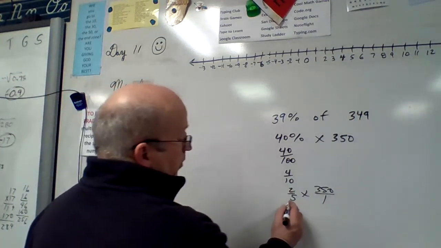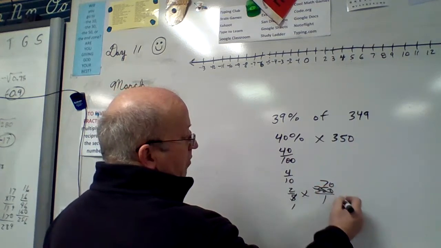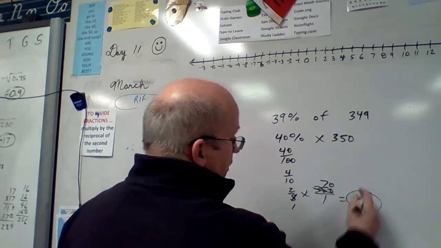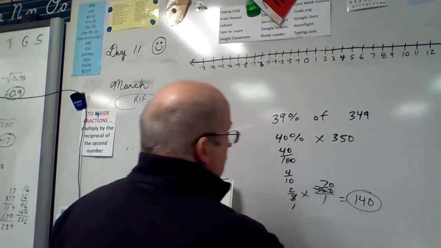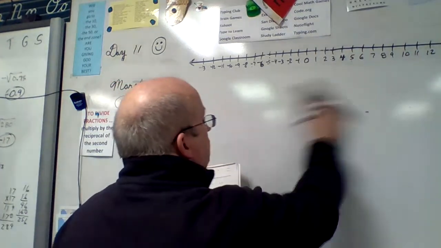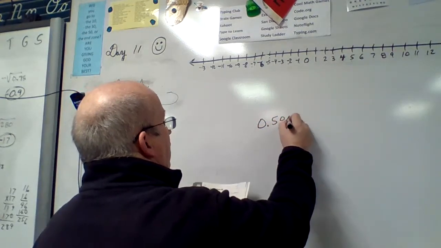Let's do some cross simplifying. Divide by 5, you get 1. Divide by 5, you get 70. Final answer is 140. Done. How about the next one? I'm going to do one similar to this.